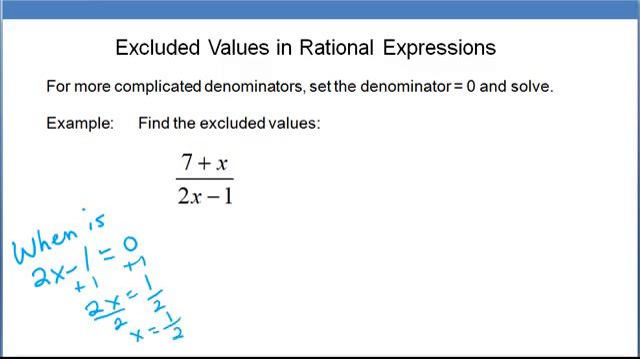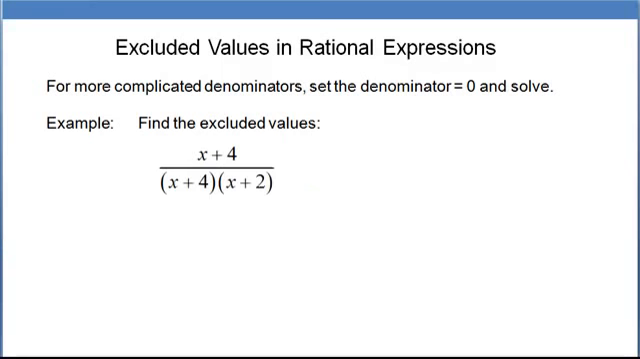So if we put a half in, 2 times a half would give us 1, and 1 minus 1 would give us 0 in the denominator. So we want to say x cannot be 1/2. That is an excluded value.